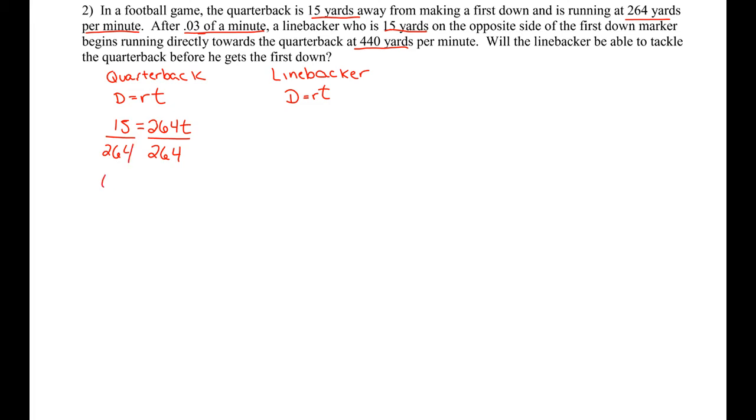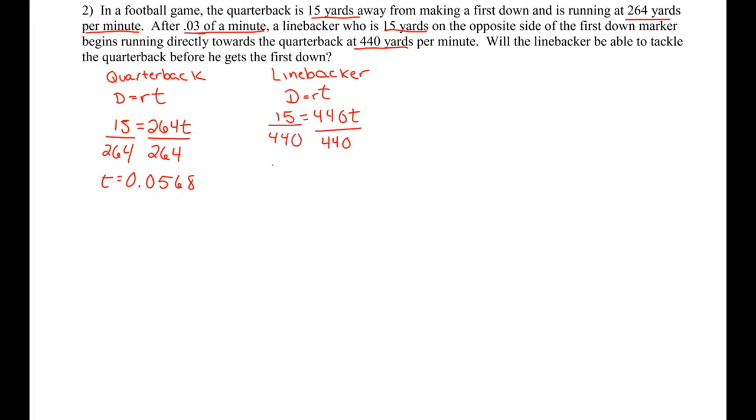We will find that t is equal to 0.0568. I'm now going to go through and do the same thing for the linebacker. We also know that the linebacker traveled 15 yards, this time running at a rate of 440 yards per minute. We still don't know the time, so we're going to replace it with the variable t. I then need to divide both sides by 440 in order to get t by itself.